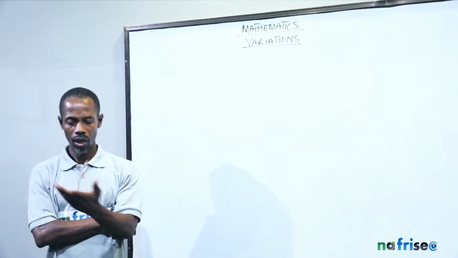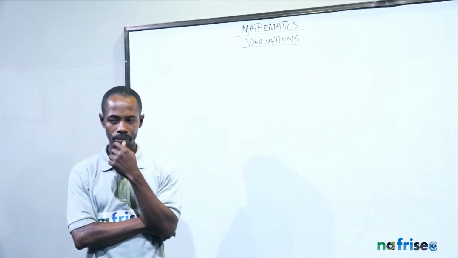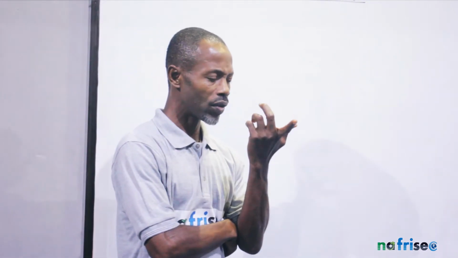Welcome class. Today we'll be talking about variation as a topic in maths. You'll find this topic first in your JSS3 and likewise introduced again in SS1. And most times when you check through JAMB past questions, you'll find them there. They're always there. What do we mean by variation?